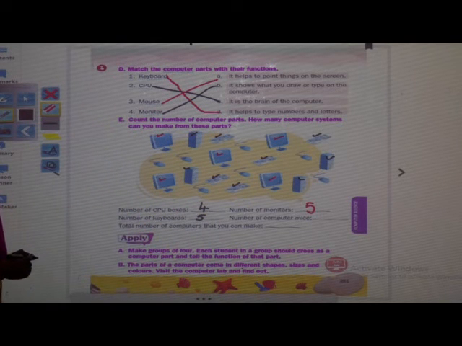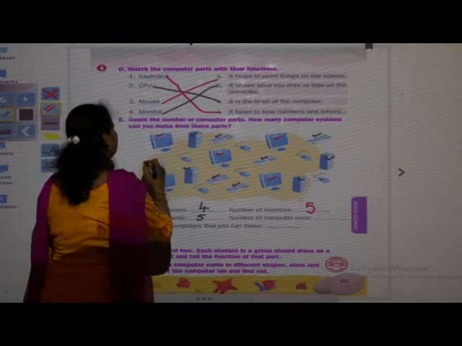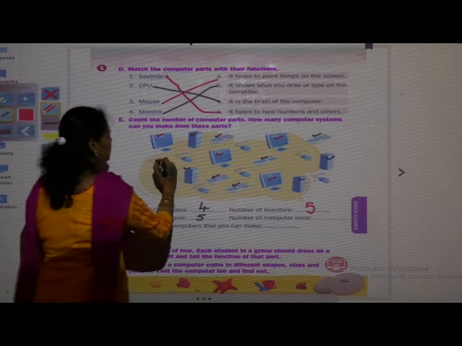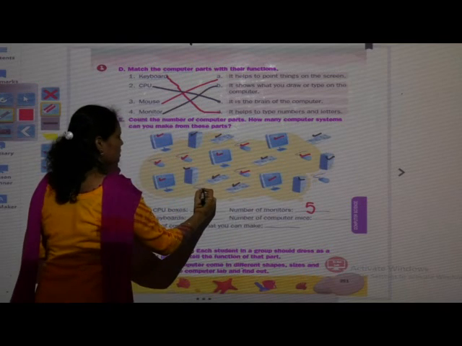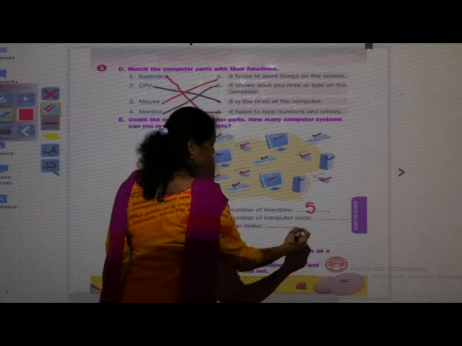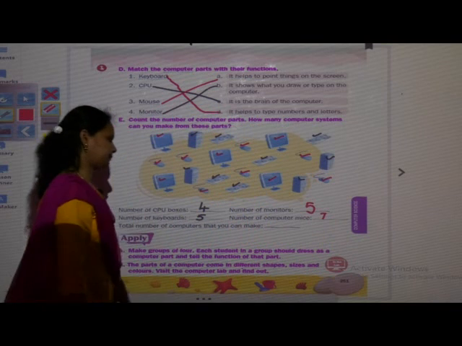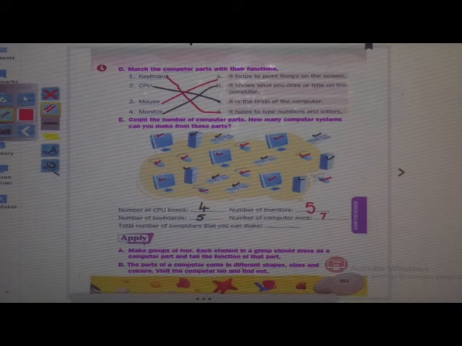Next, number of computer mice. How many are there? Let us count. 1, 2, 3, 4, 5, 6, 7. So how many are there? 7. So here you can see the number of CPU box are 4. The number of monitors are 5. The number of keyboards are, how many is it? 5. And the number of mouse, that is mice, those are 7.